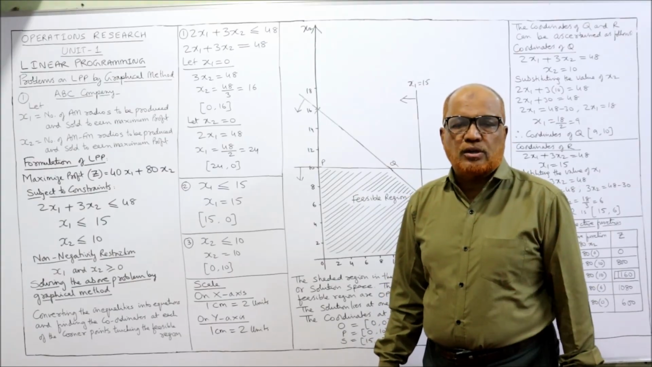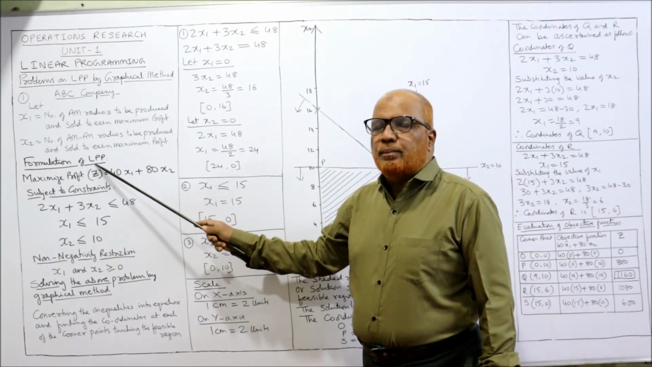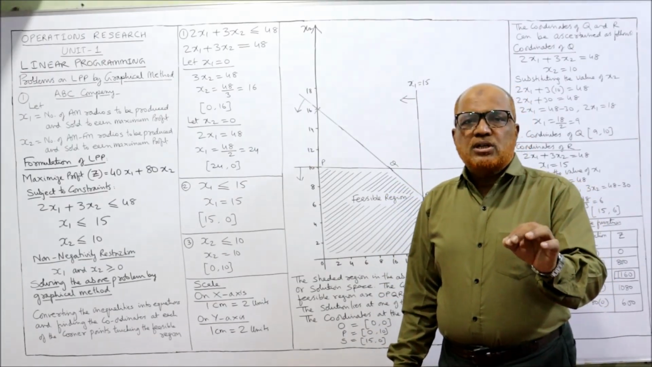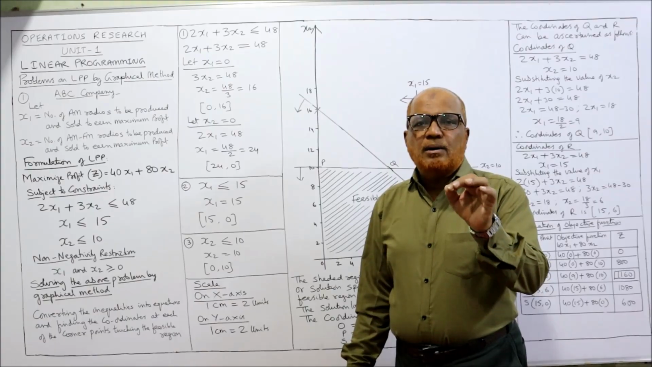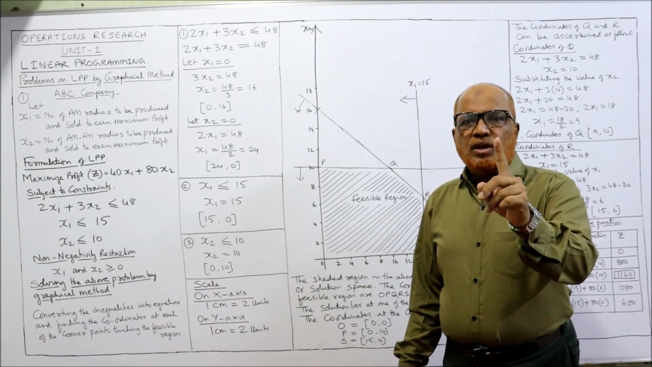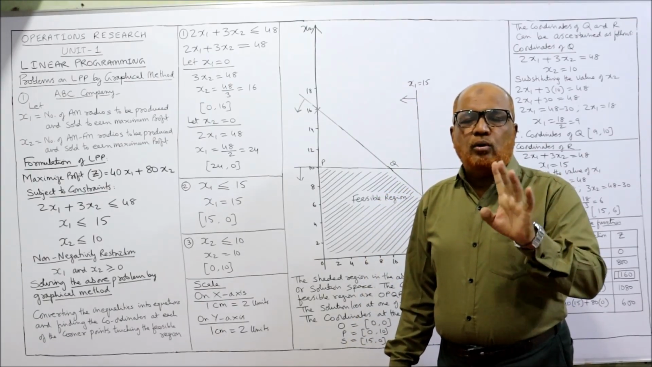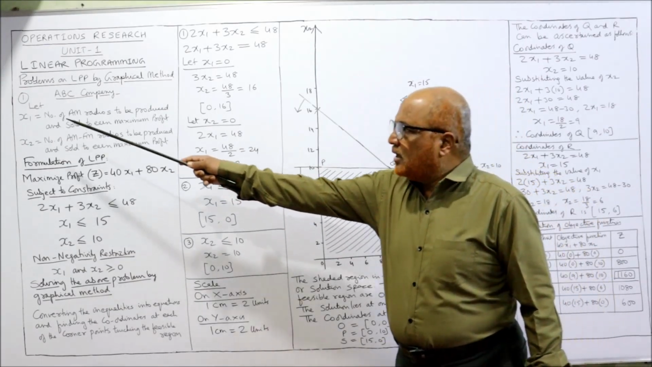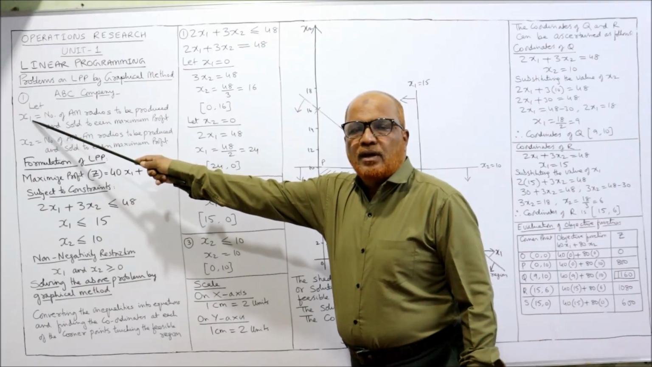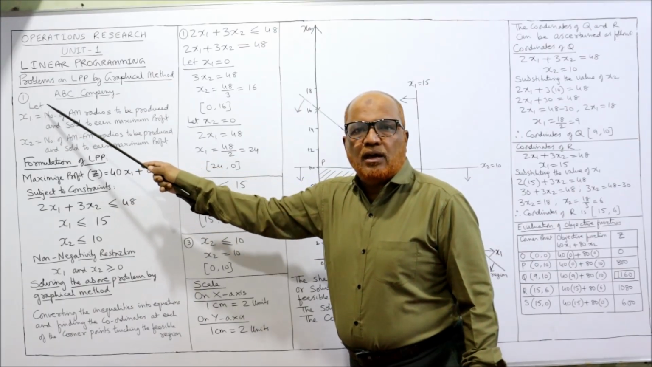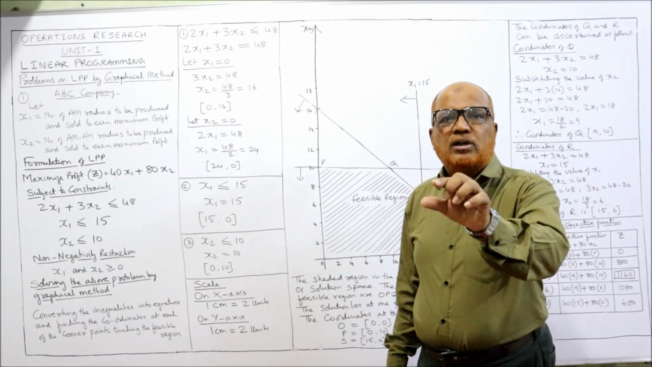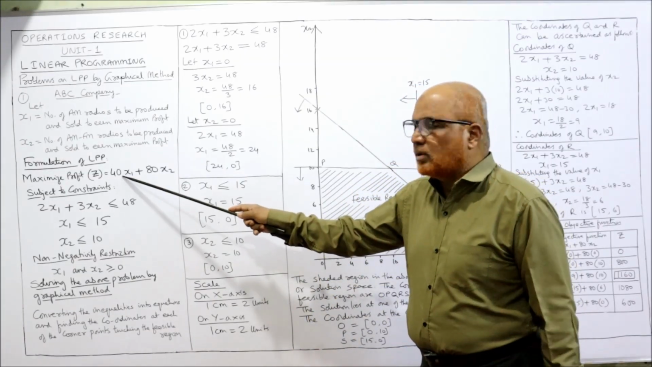These are the three restrictions. The first formulation of LPP, we have to specify the objective. The objective is to maximize the profit. Each AM radio gives a profit of 40 rupees. How many radios are we making? X1 AM radios. Each radio gives 40, so total profit will be 40 into X1, 40 X1.